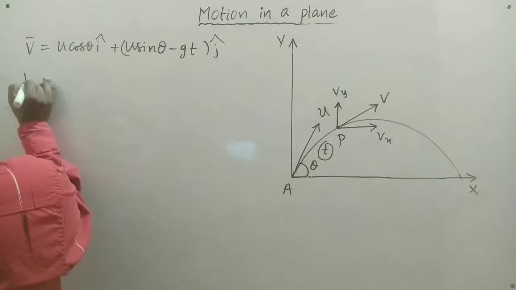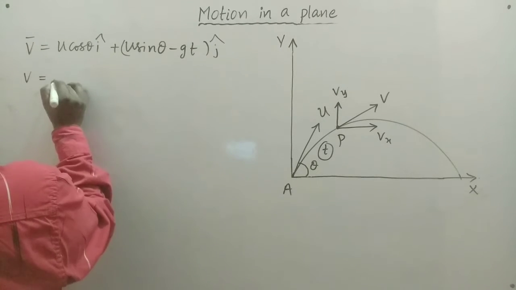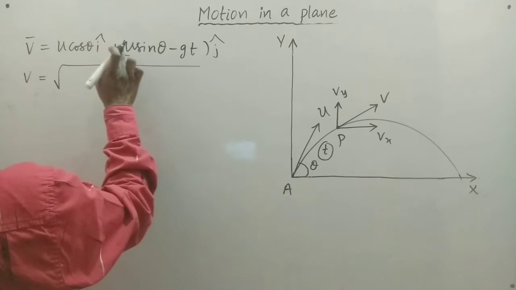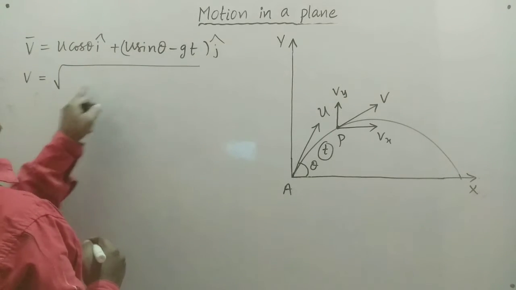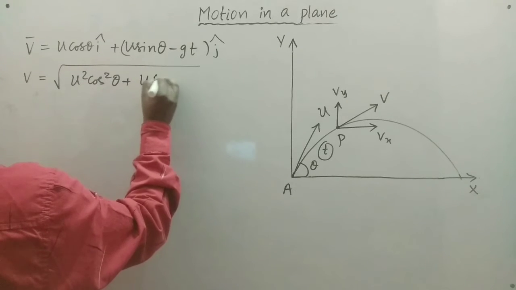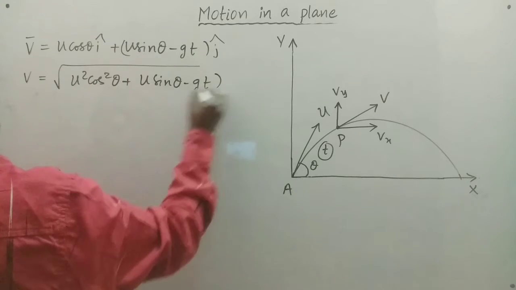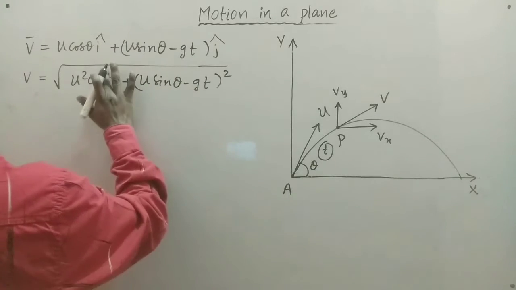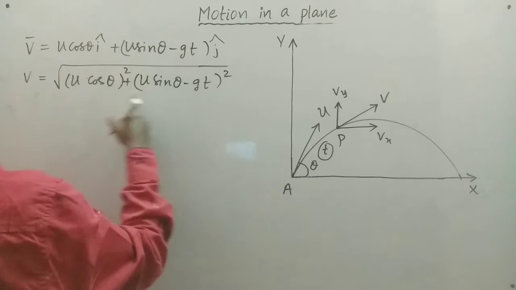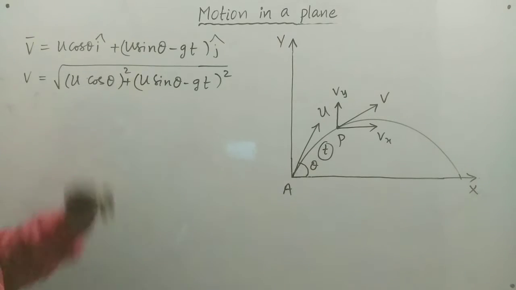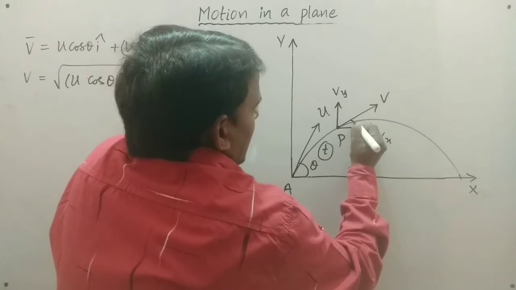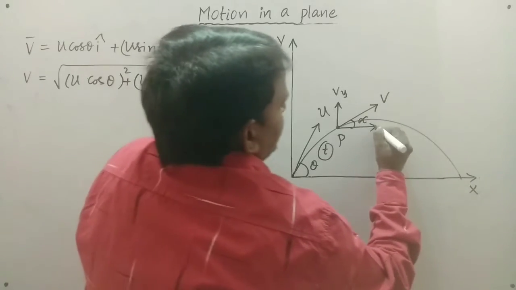Here the magnitude of V is equal to the root over the sum of the squares of the coordinates: u square cos square theta plus (u sin theta minus gt) whole square. That is, (u cos theta) whole square and (u sin theta minus gt) whole square. This is giving v. Next, here velocity v makes angle alpha with the horizontal at this point.